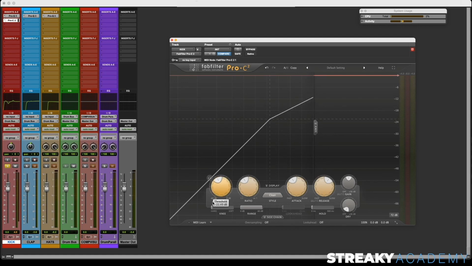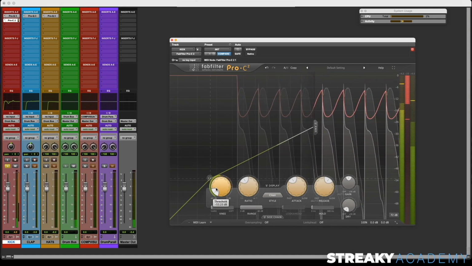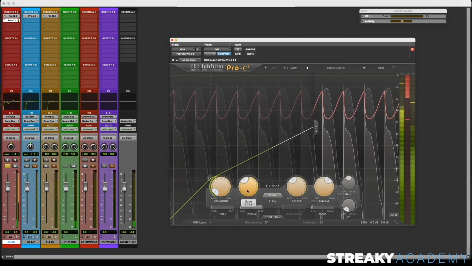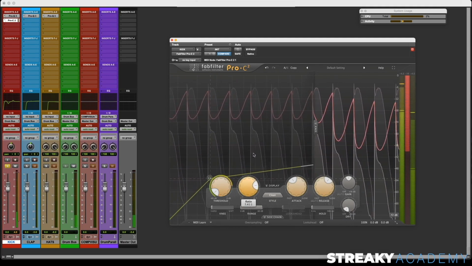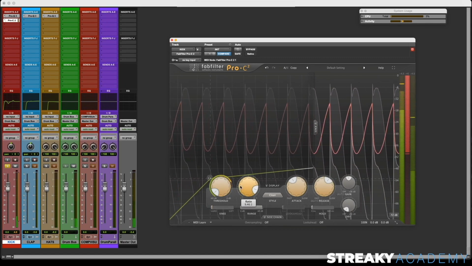A threshold of very low means the majority of the volume will be compressed. A very low threshold in conjunction with a very high ratio means we can pretty much eradicate the sound.